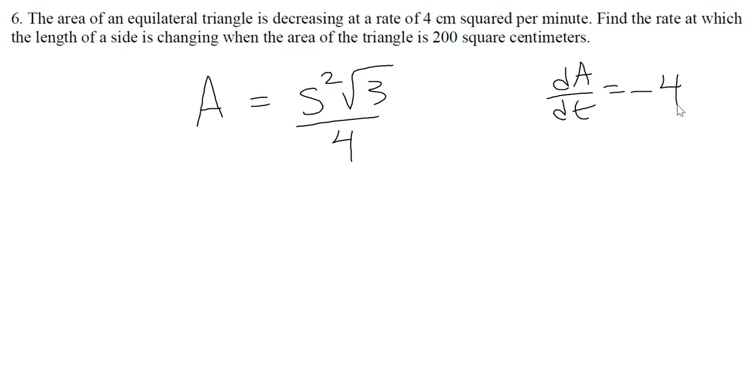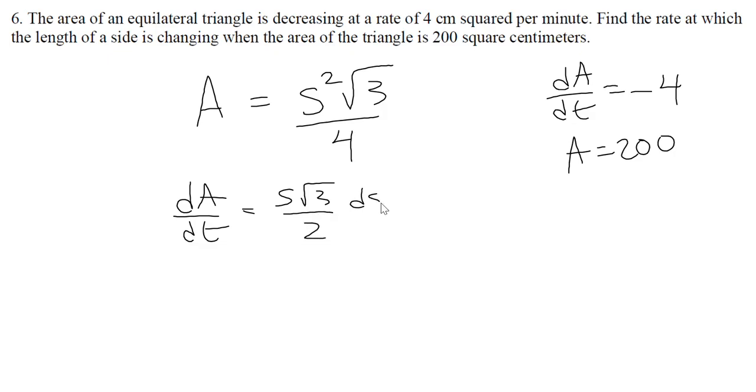And we want to find how fast the length of the side is changing when the area is 200. And so we're interested in an area being 200. So we'll get dA dt when we take the derivative. Not much work here to set this one up. dA dt should just be the derivative of this, which is going to be 2s root 3 over 4, or just s root 3 over 2 times ds dt. Now we know what dA dt is. dA dt is negative 4.